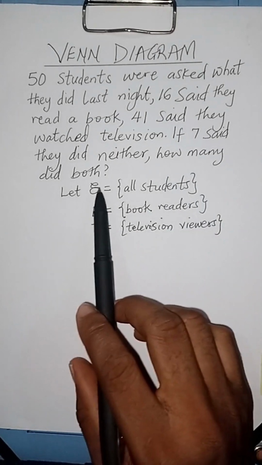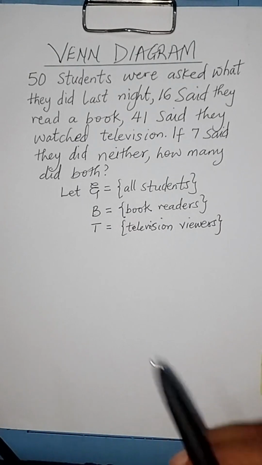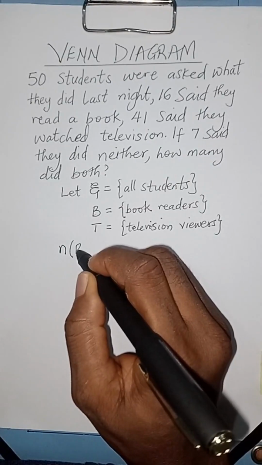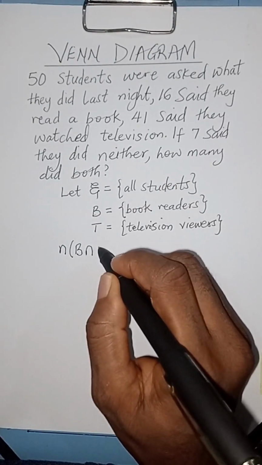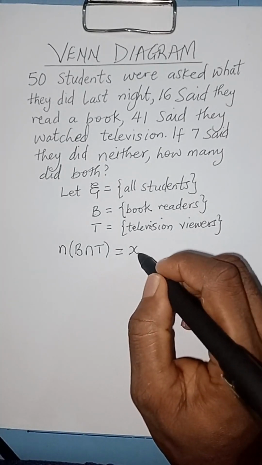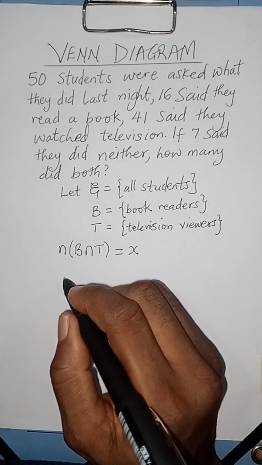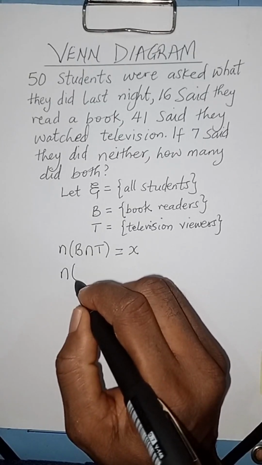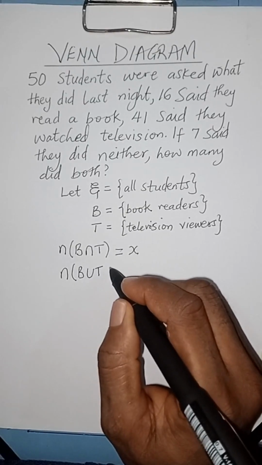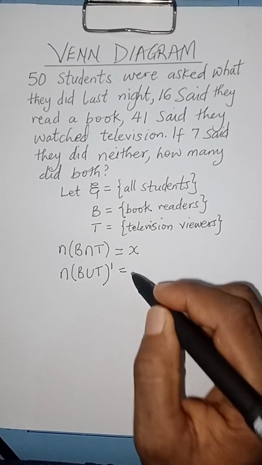How many did both? How many read a book and watched television? So I'm going to represent that using this symbol. Those that read a book and those that watched television. I don't know it, so I'll represent it with a variable, let's say x. Then I have the number of those who did not read a book or watch television. I represent it with prime.